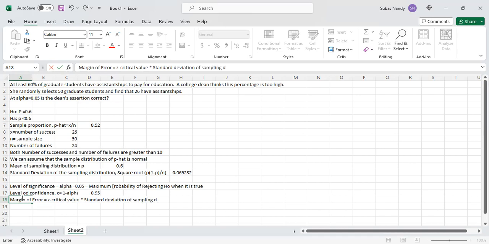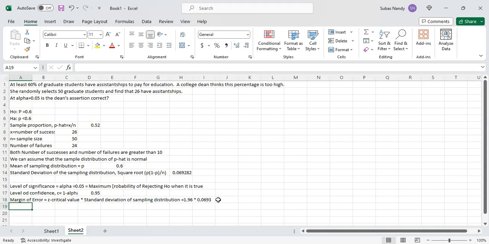So that is equal to distribution, and that is distribution. And that in our case is equal to, for 95% confidence, 1.96 times the standard deviation that we have already calculated, which is 0.069282, 0.0693, you might say.